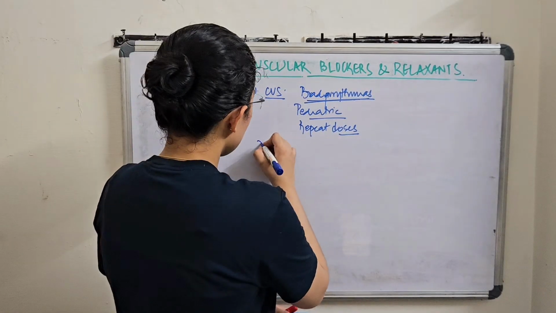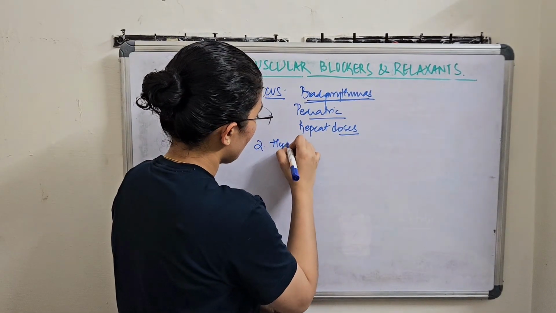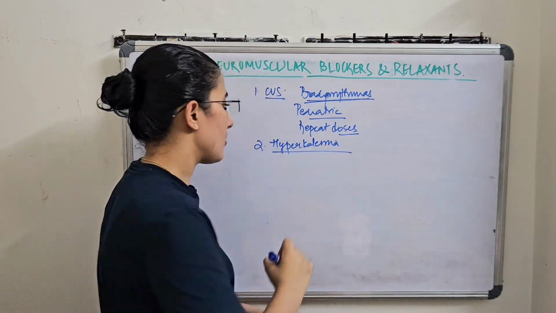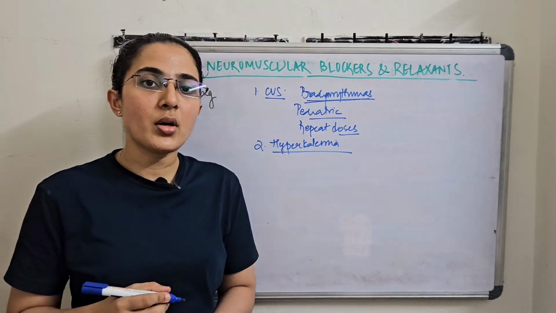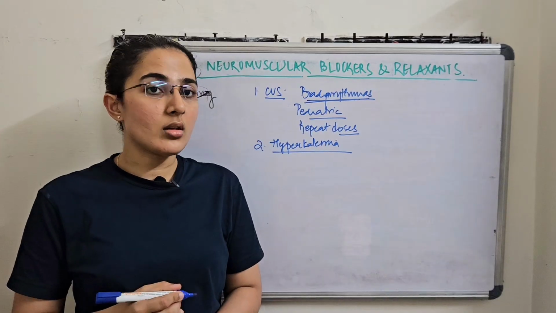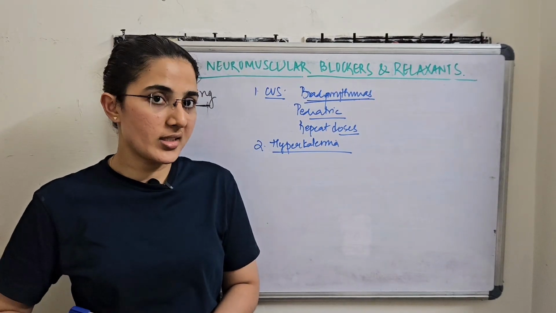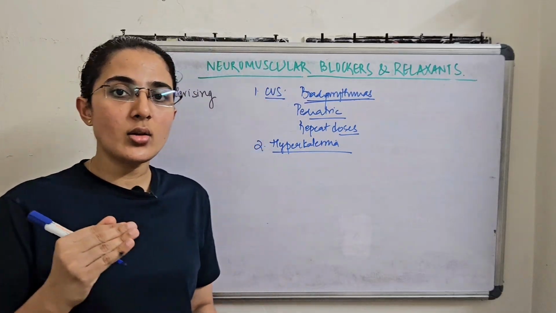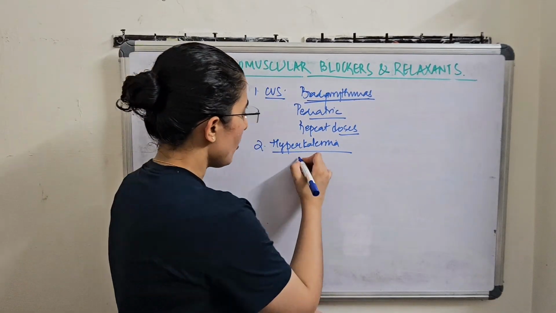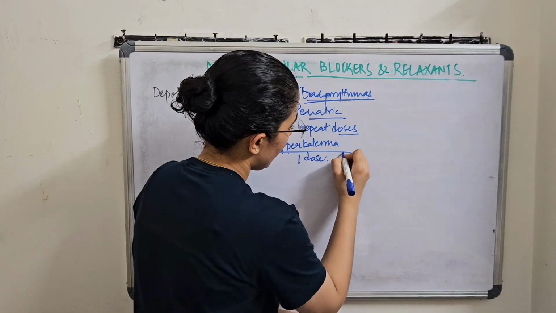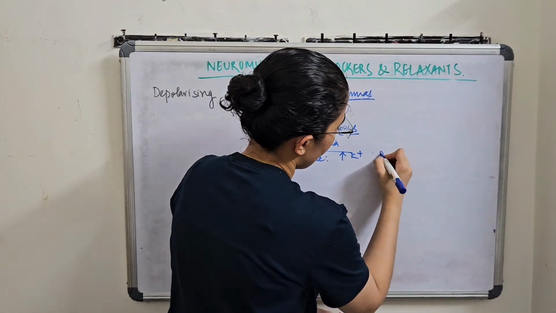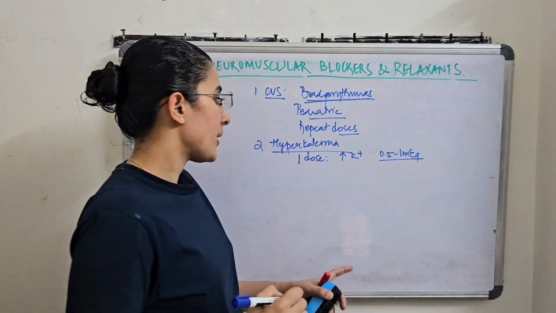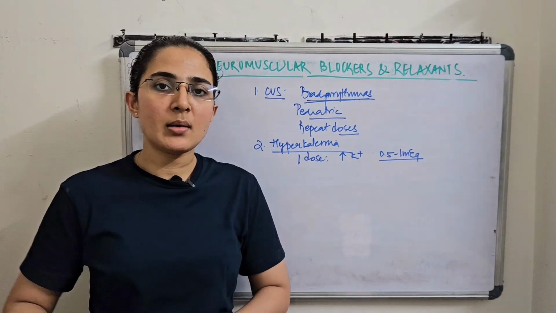Okay. Next comes another complication of succinylcholine, which is hyperkalemia, that is, increased potassium levels. This is important in patients with chronic kidney disease, who often have raised potassium levels. It is believed that a single dose of succinylcholine will increase the potassium by 0.5 to 1 milliequivalents. Okay, so how do we treat the hyperkalemia?